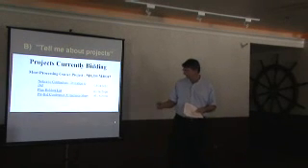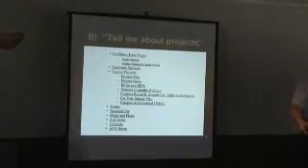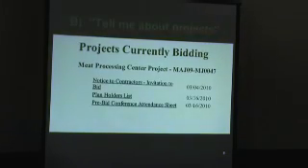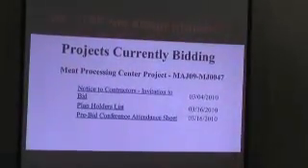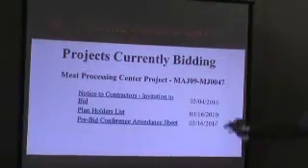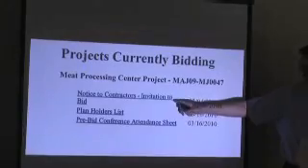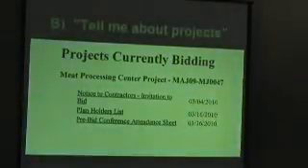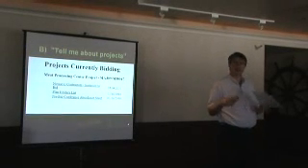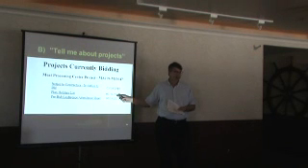When you go there, let's say you click up here on projects currently bidding, and if you did that today, here's what you would see. It's the only one currently bidding. Sometimes there's multiple ones. Meat Processing Center, and you see our project code for it. A couple of things crop up. Notice to contractors, invitation to bid. This just gives you a rough outline of what the project's about, the project budget, and some of the other requirements. Plan holders list. Talk about that in a second.